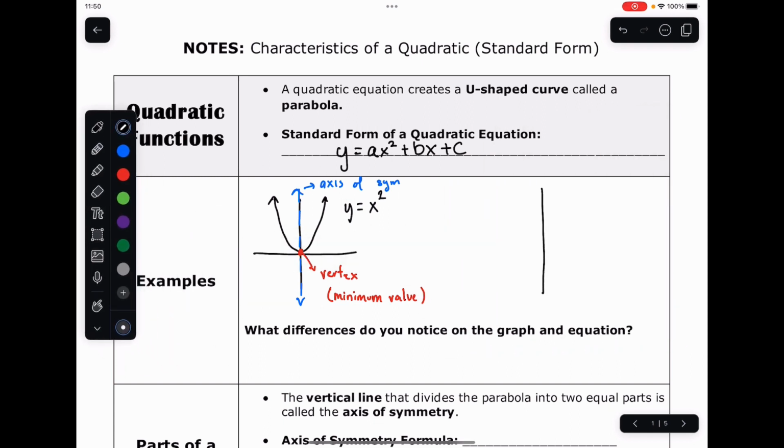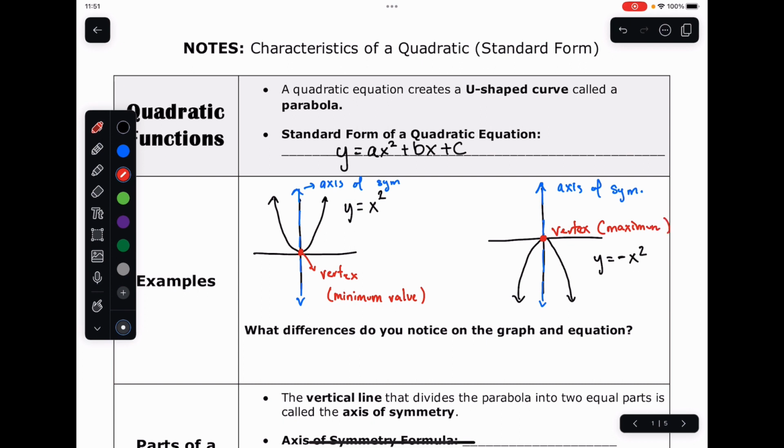Now, let's look at this parabola here. For this parabola, y equals negative 1x squared, and the parabola, as a result, opens downwards. This blue line is still referred to as our axis of symmetry. But our vertex, which is at the origin of 0, 0, is now the maximum value. This is the highest that the parabola is going to reach.